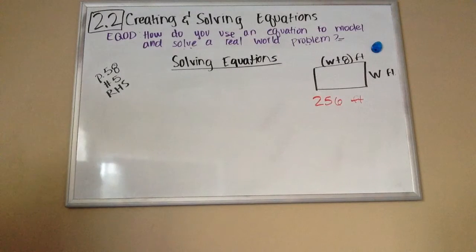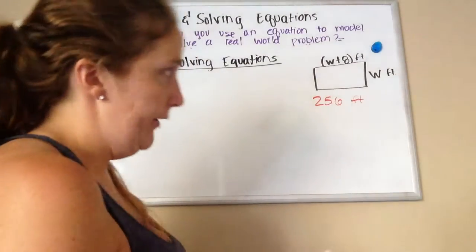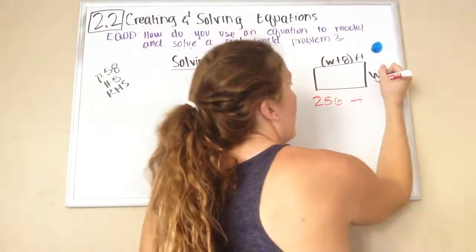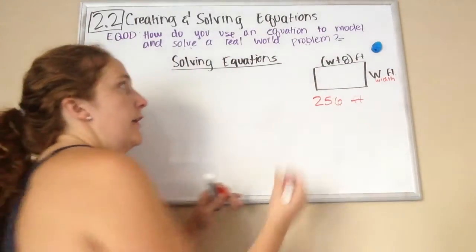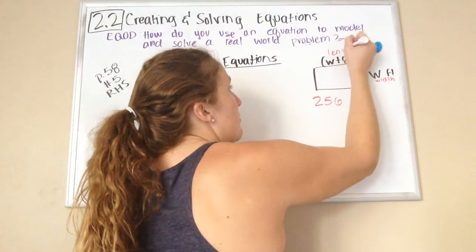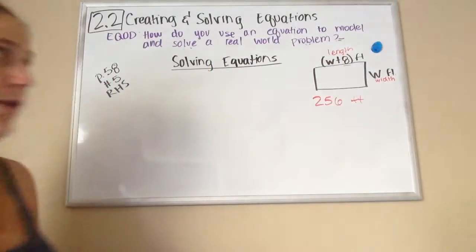The garden is 8 feet longer than it is wide. Find the length and the width of the garden. So W is obviously used to represent the width. That's why it's a W, not an L. And so this is the length, because the length is 8 units longer than the width.